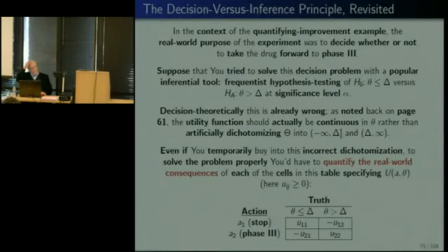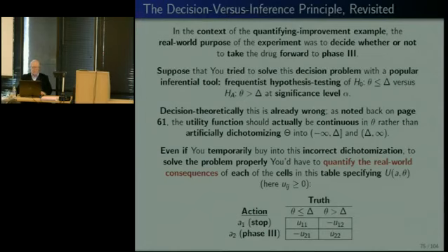Now, decision theoretically, this is already wrong, because as I mentioned before, the utility function should actually be continuous in theta, rather than artificially dichotomizing the theta space into those two intervals. But even if you temporarily buy into this incorrect dichotomization, to solve the problem properly, you would have to quantify the real-world consequences of each of the cells in this table here.